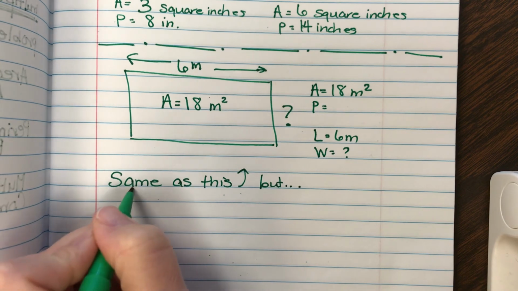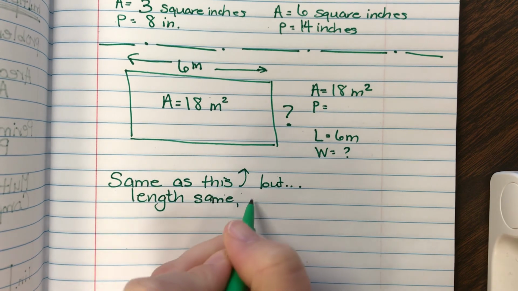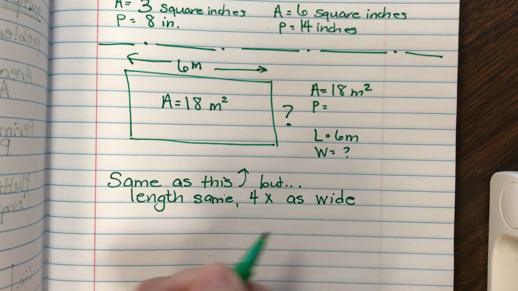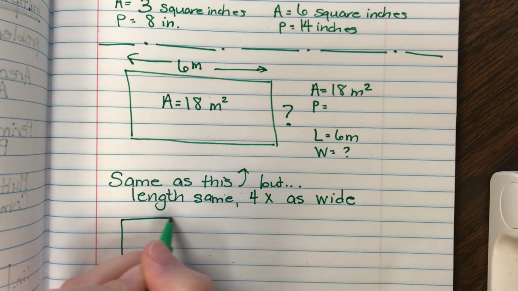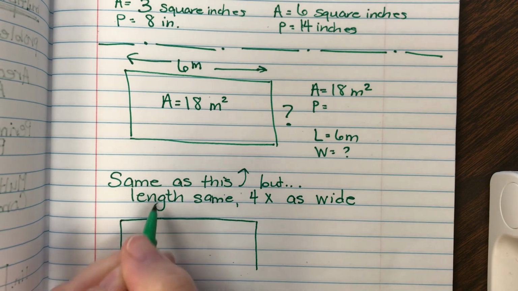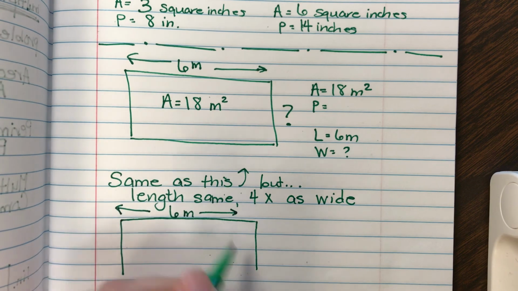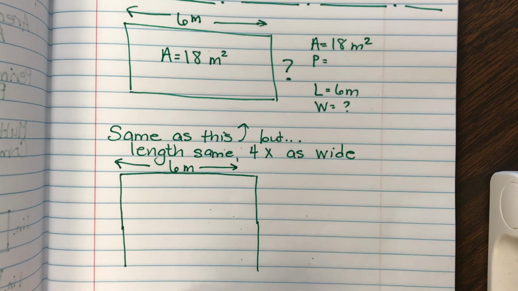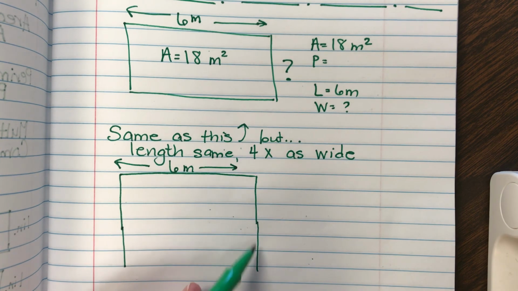but the length is the same, but it is 4 times as wide. 4 times as wide. So the length is the same. So it's still 6 meters, but it's 4 times as wide. And I'm not going to close this up because I don't know how wide it is. That's part of what we're trying to figure out. So you're going to have to figure out the width for this first problem in order to figure out what it's going to be for this one.